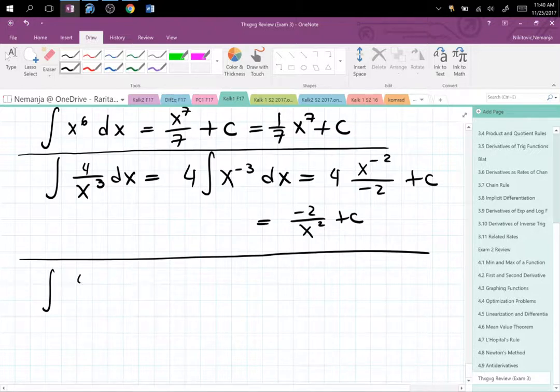How about, I was about to write 4 again. Let's go with 7 divided by the fifth root of x dx.